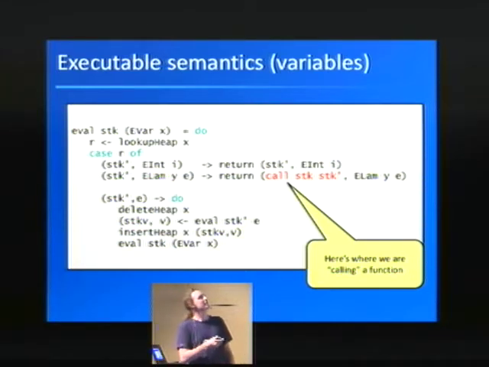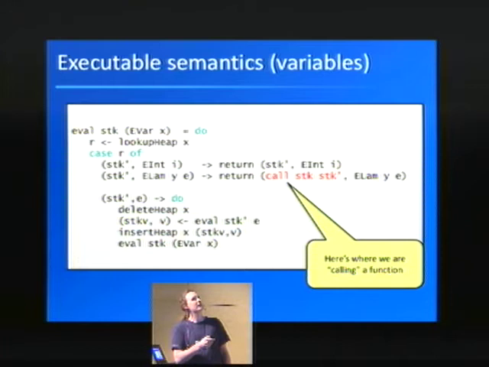And here's the variable rule. So the variable rule is a slightly complicated one. When we encounter a variable, look up in the heap, and if it's one of the values, an integer or a lambda, then, well, integer, just return the integer. If it's a lambda, this is where we make the function call.